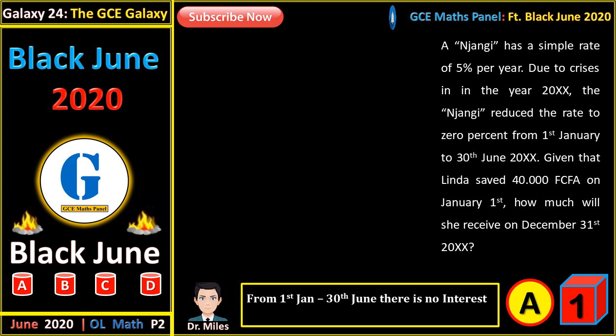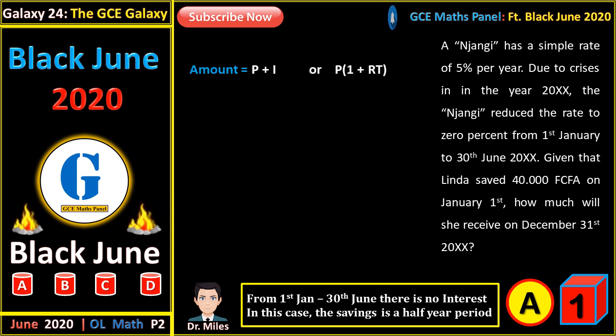What is required of this question is for you to understand that from the 1st of January to the 30th of June, there is no interest because the interest is 0. So the time interval here in total is half a year. So the amount will be equal to principal plus simple interest. That will give us 40,000 into 1 plus 0.05 times 0.5, which is 41,000 FCFE.